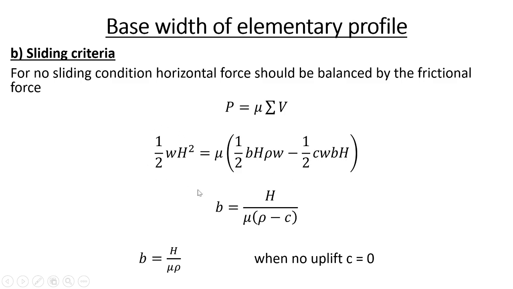By readjusting this equation, again we are going to find base width. We will get the equation base width equal to h divided by mu into (rho minus c). Again, for no uplift condition, this equation will reduce to base width equal to h divided by mu into rho. This is the end of the topic, elementary profile of gravity dam. It's a very important portion from the exam point of view.